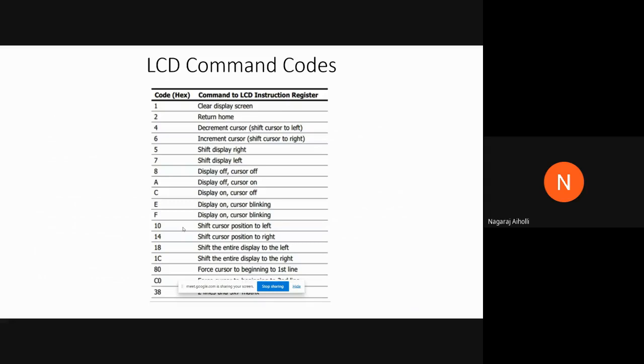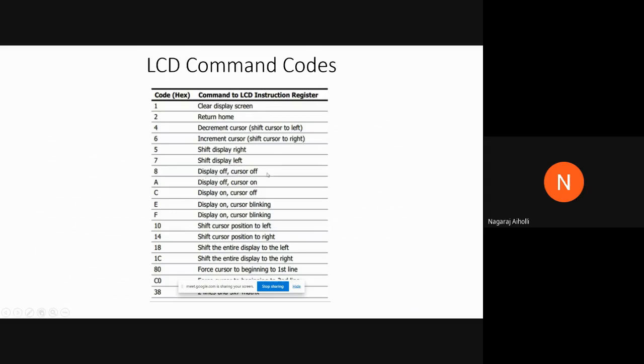Next, let us see some of the command codes, that is, the commands that will be sent to the LCD. What hex code we have to use in order to set a particular command on the LCD? If we use the command code 01 hex, the command is clear the display screen. 02 hex, return home. 04 hex, shift cursor to left. 06, shift cursor to right. 05, shift display to the right. 07, shift display to the left.